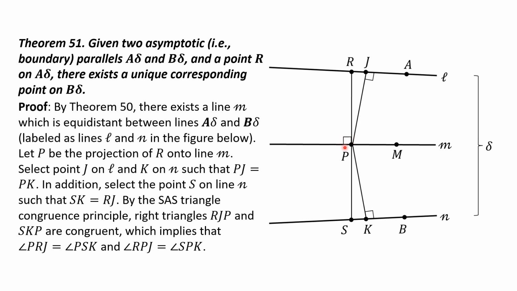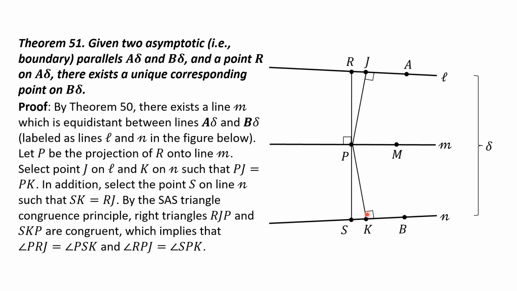So this is 90 degrees. And then select J on L and K on N such that PJ equals PK. Those two distances are the same. In addition, select the point S on N such that SK equals distance RK.